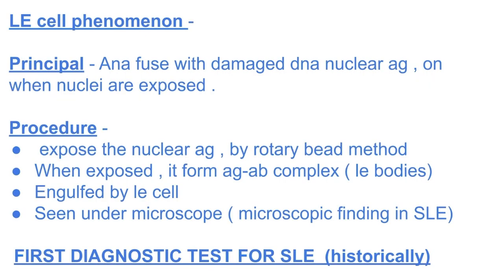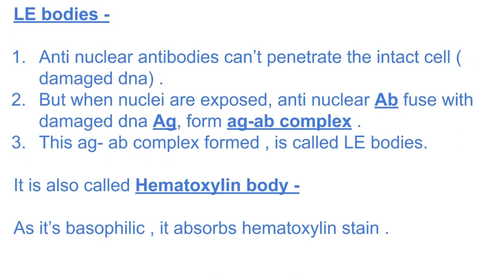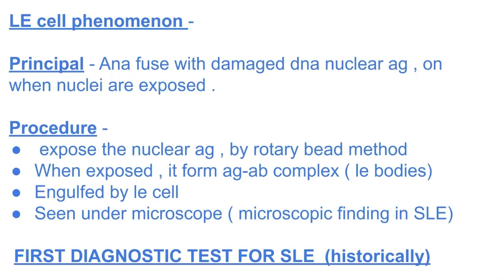Now coming to the LE cell phenomenon. The principle behind this phenomenon is that anti-nuclear antibodies fuse with damaged DNA nuclear antigen. That means antibody and antigen fusion only occurs when the nuclei are exposed. The first point we talked about in the first slide, right? Anti-nuclear antibodies cannot penetrate the intact cell. So this is the mechanism here. Anti-nuclear antibody fusion occurs with the damaged DNA antigen only when the nuclei are exposed.